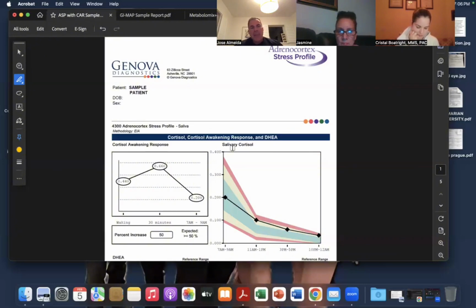The adrenal lab is a salivary specimen, saliva. The GI map is stool, obviously the gastrointestinal tract. There are some organisms, usually based on PCR, polymerase chain reaction methodology. And it'll show us some things from opportunistic bugs to invasive bugs, yeast, and we'll go through that a little bit. And then the last one is the metabolomics or the organic acids.